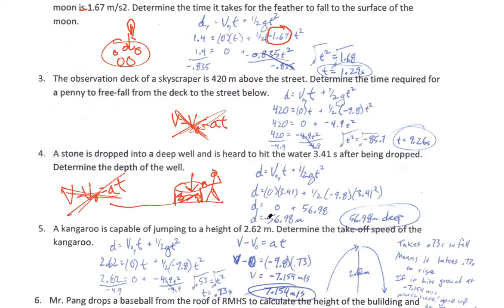Well, again, it's kind of like a couple problems ago where it's not that it's negative 56.98 meters high, it's that it fell. That's what the negative represents, 56.98 meters. So if it fell that far, well, then that means that it's 56.98 meters deep, just not in the negative.